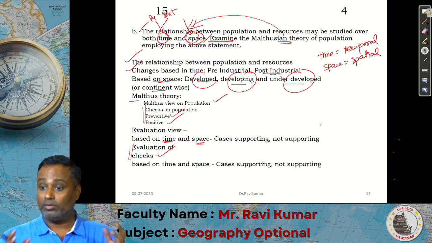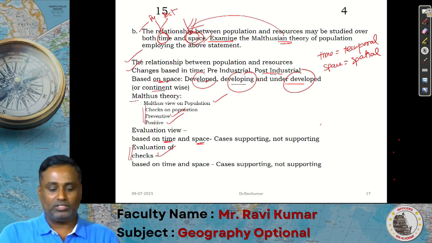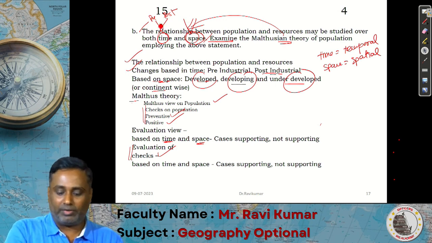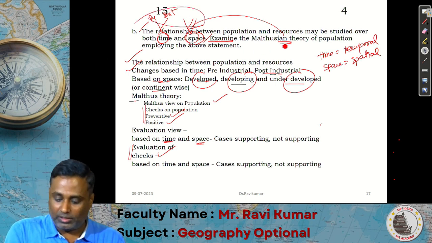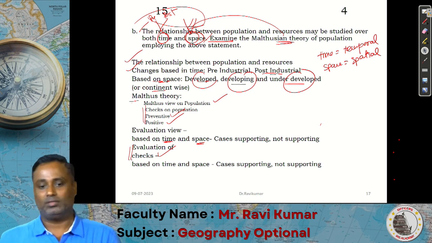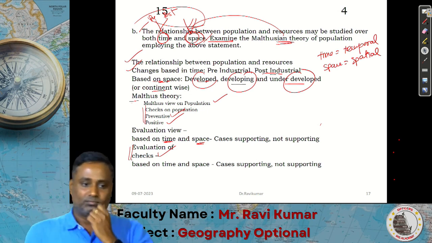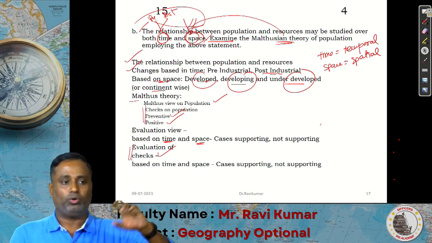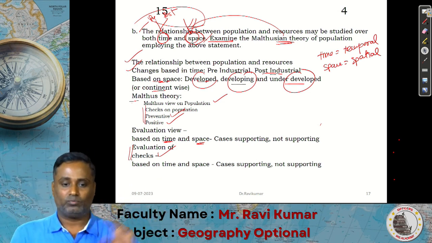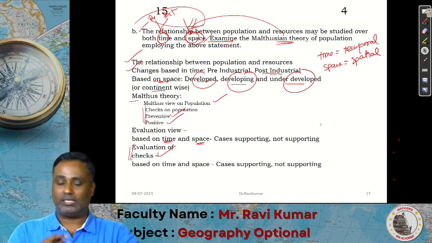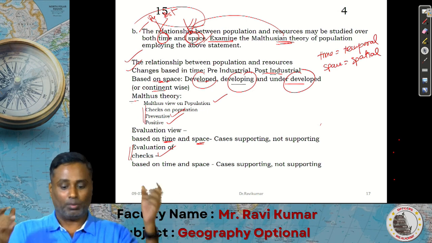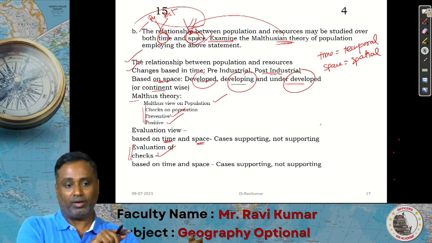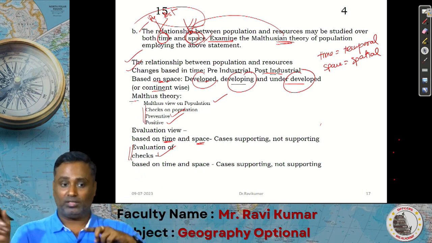So like this, we have to decide. These are the 5 components, and among these 5 components we have to check whether the Malthusian theory fits or not. That's it. Normally they will ask you to examine the Malthusian theory, or examine some other theory, so we can decide the content ourselves on how to examine. But in this question, the content has been given, and you have to examine the theory based on this content.